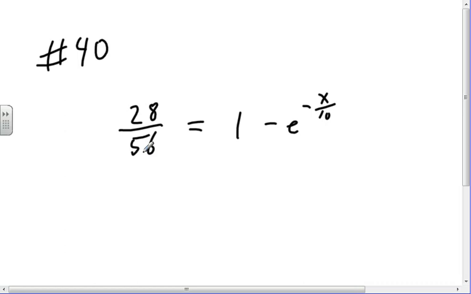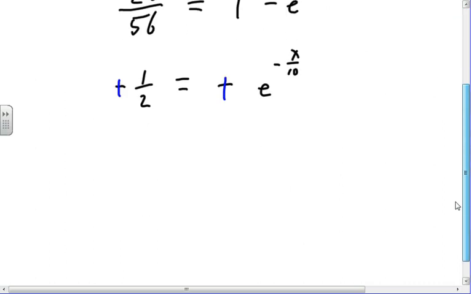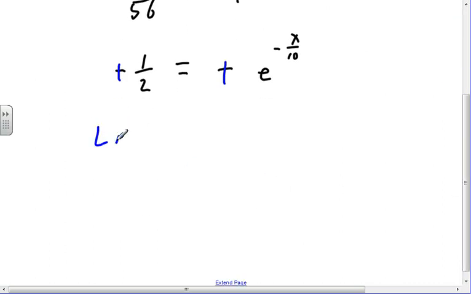So this is 1/2. 1/2 minus 1 would be minus 1/2, is equal to minus e to the minus x over 10. Can I take the log of a negative number? Log of minus 1/2. Can I do that? No, not allowed. All right, well, I'll just multiply both sides by minus 1 and make them both positive. Oh, isn't that nice? Natural log of 1/2 is equal to minus x over 10.